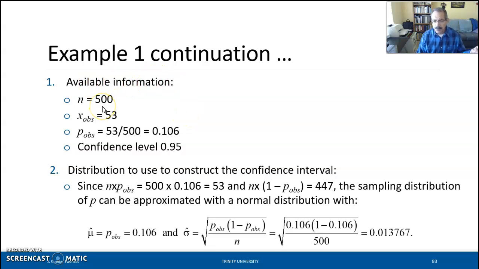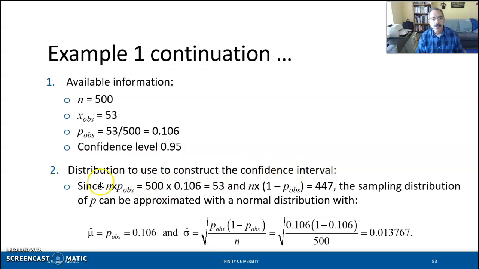So the sample size is 500. The observed number of successes is 53. The proportion of successes is 53 out of the 500 in the sample, and that's 0.106, and the confidence level is 0.95. So now the distribution to use in this case, well, we want to see if we can approximate the sampling distribution of the proportion with a normal distribution.